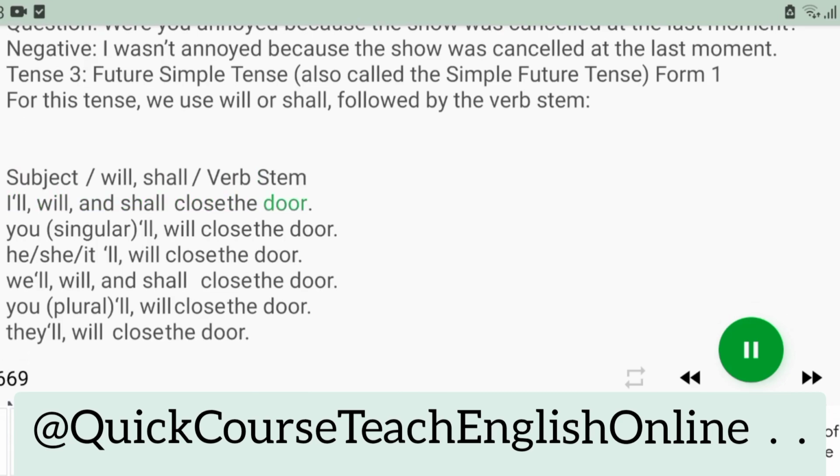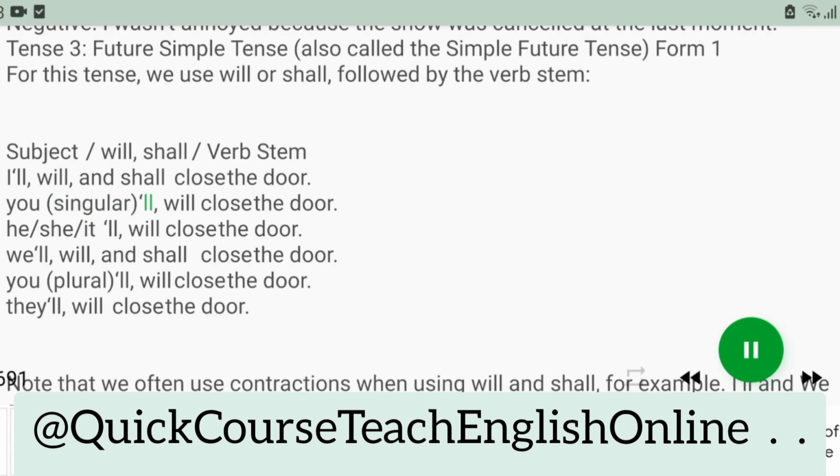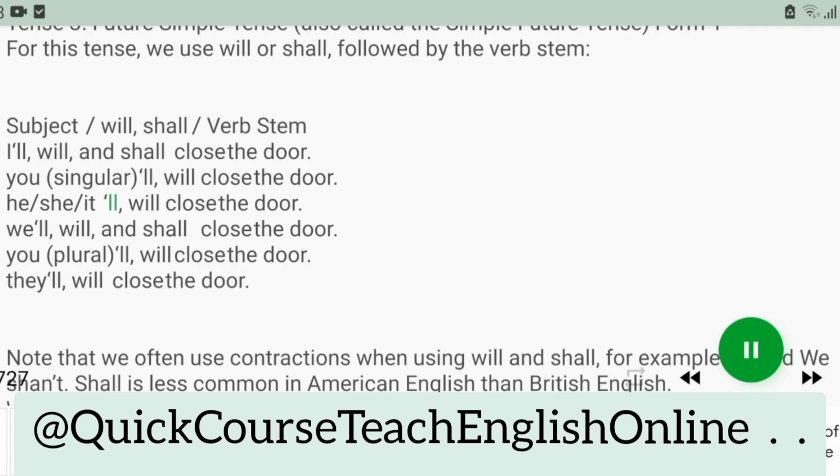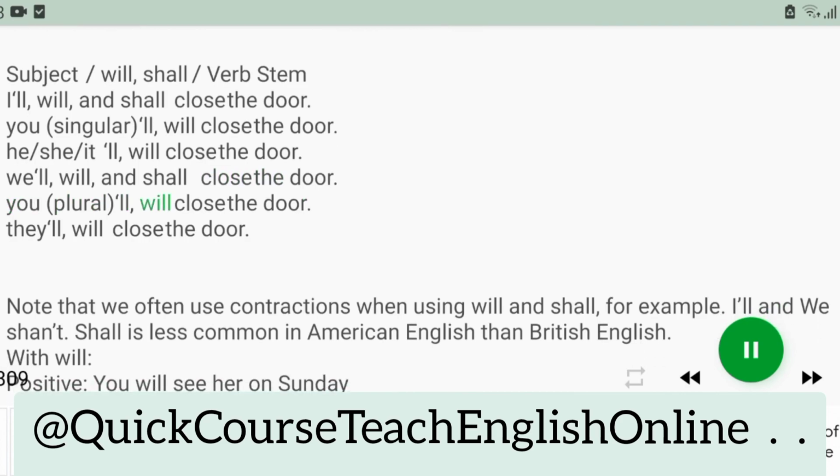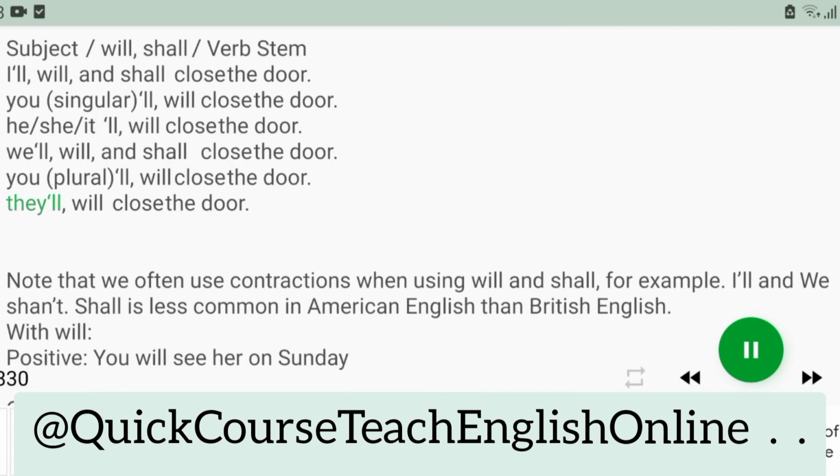You, singular, will close the door. He, she, it will close the door. We, will and shall, close the door. You, plural, will close the door. They will close the door.